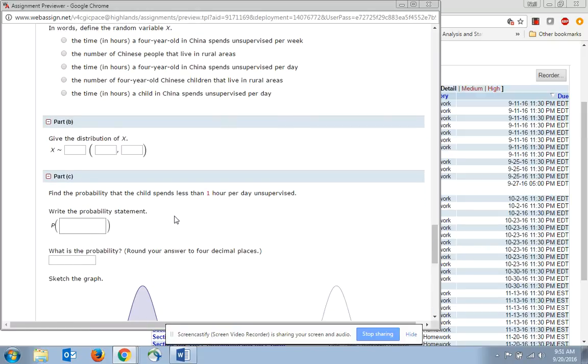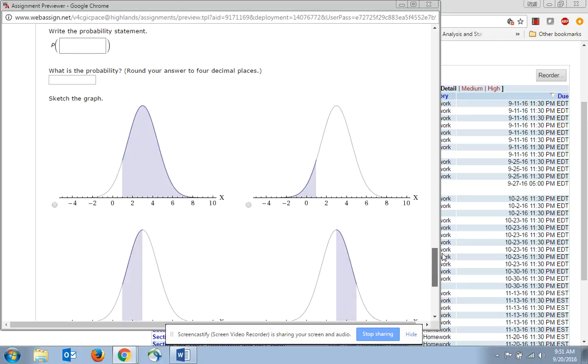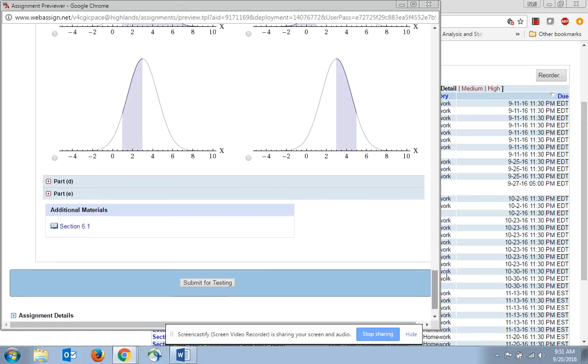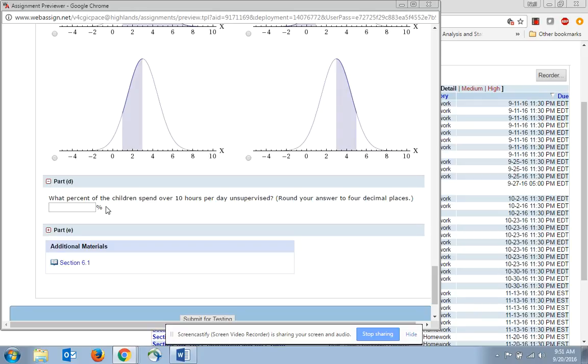Here, write the probability statement. So here you're going to write that probability statement: X is something to the number. And then here you're going to solve using the normal CDF, and you're going to find the correct graph. Again, go through the PowerPoints, watch the videos, and it will help you.